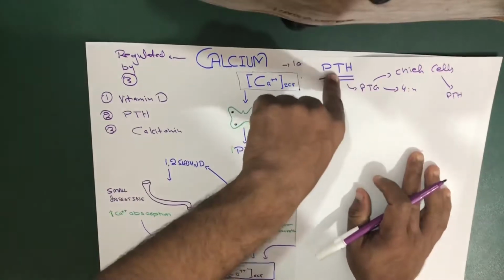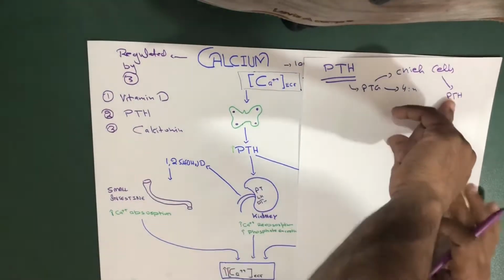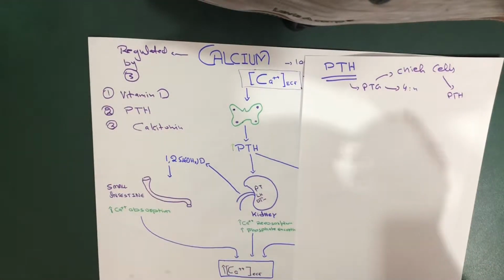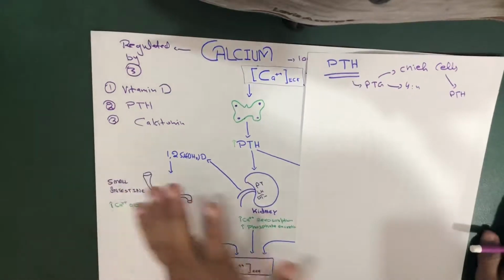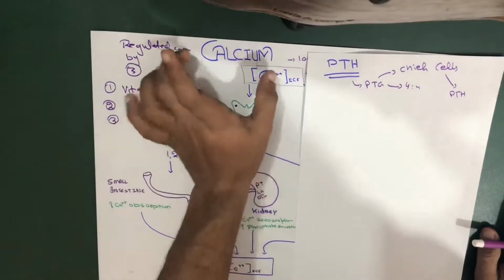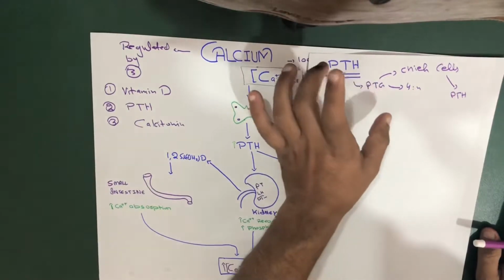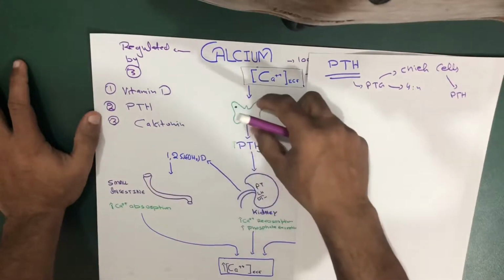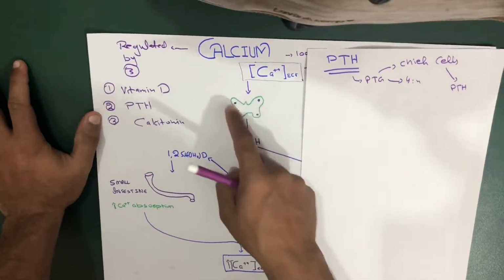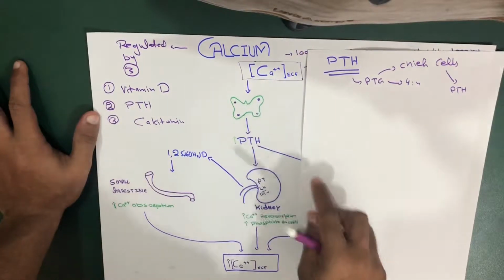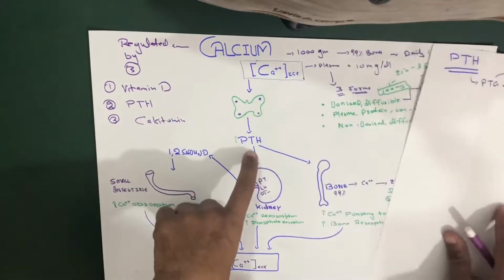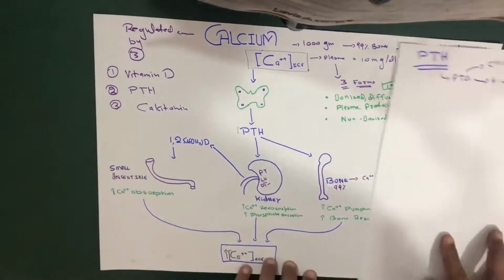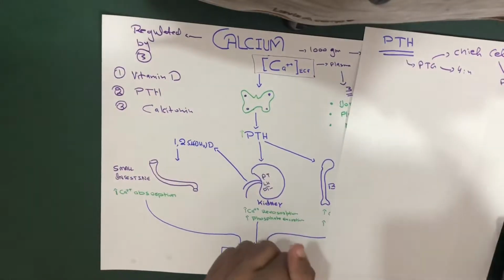Get it? So chief cells release the parathyroid hormone, which is a polypeptide hormone, and it's the principal regulator of calcium metabolism. Remember, whenever you hear the word calcium, you must keep the word parathyroid hormone in your mind. You can see the four parathyroid glands posterior to the thyroid, and this parathyroid gland releases parathyroid hormone, which acts on different parts of your body to help regulate calcium ions.